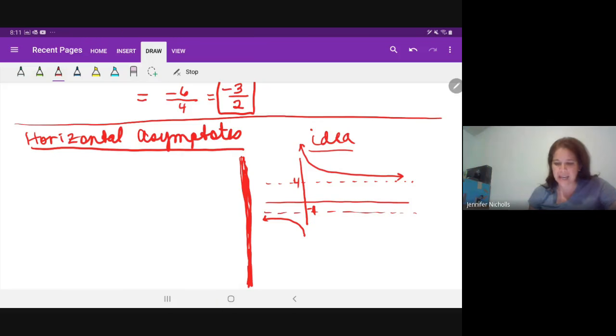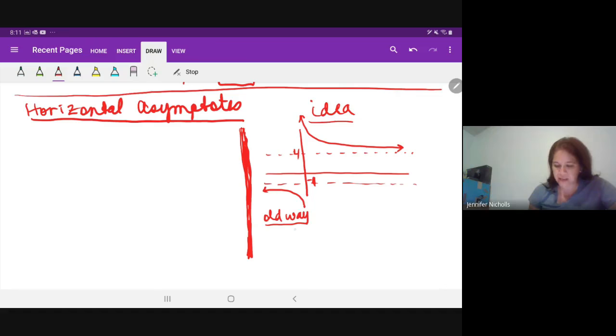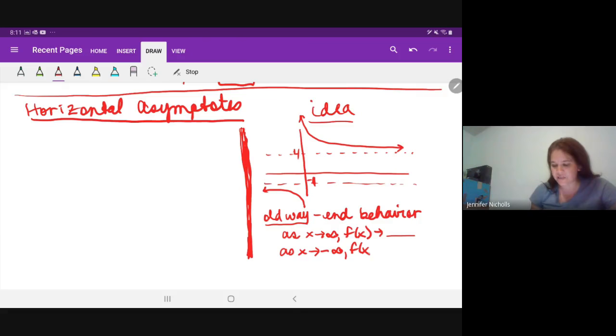Okay, now the end behavior idea. So this is the old way. So let's just look at the old way, and then we'll write it with the new way. So the old way was to find a horizontal asymptote, you use end behavior. Okay, and end behavior is the same as limits at infinity. Okay, so as x approaches infinity, what does f of x approach? And as x approaches negative infinity, what does f of x approach? This is what gives you horizontal asymptotes.